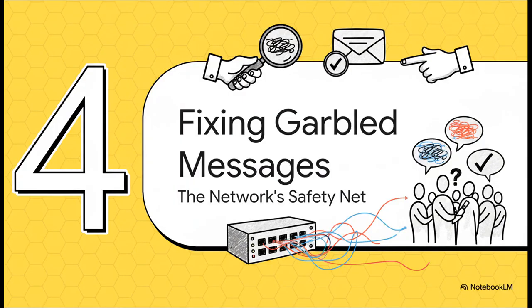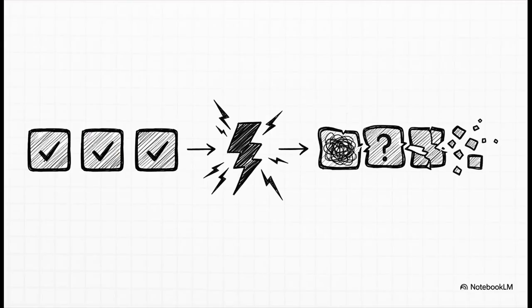All right, so we've got smart switches now, and they've basically gotten rid of collisions. Awesome. But what happens if a message still gets messed up on its way from point A to point B? I mean, it could be anything. A little bit of electrical interference, a hiccup in the hardware. What then? Because yes, sometimes, despite all our best efforts, a tiny bit of data just gets flipped from a 1 to a 0 and the message gets garbled. And this is where the network's final, and maybe its most clever, safety net comes into play.